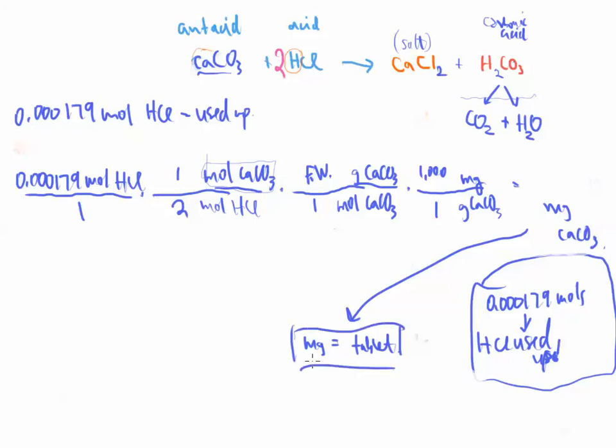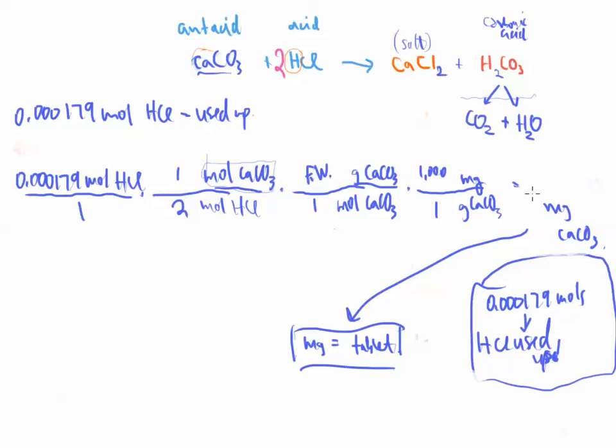So in a nutshell, that is the math that you will have to go through in order to get the milligrams of calcium carbonate in your sample. Quite a bit of stuff, right? So I've got moles of hydrochloric acid that was used up. I take half of that number based on the stoichiometry. That gives me moles of calcium carbonate that was there. Use formula weight to convert that over to grams of calcium carbonate. And then I multiply that by 1,000 to get the milligrams of calcium carbonate.